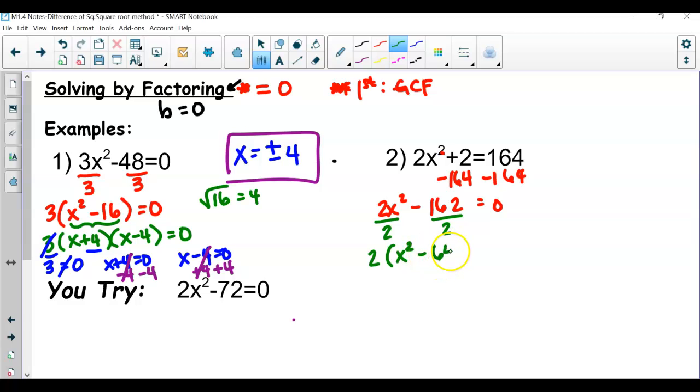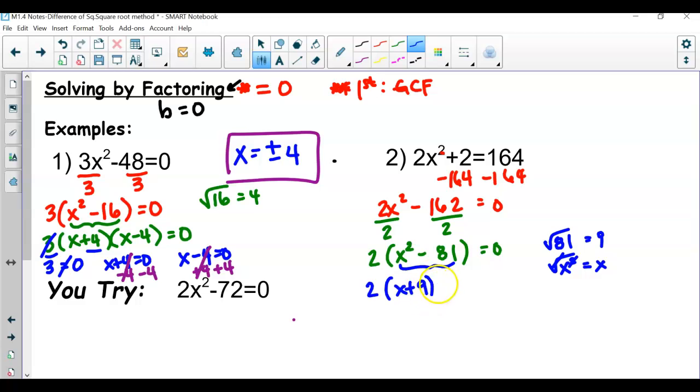Then minus, I'm sorry, not 64. What am I writing here? You get 81 is equal to 0. Then notice inside of our parentheses, do we have a difference of two squares? Yes, because the square root of 81 is 9. And I forgot to mention in the first one, but we also have the square root of x squared. Because these are inverse operations, you're just left with x. So now I've got here 2 times x plus 9 times x minus 9 is equal to 0.